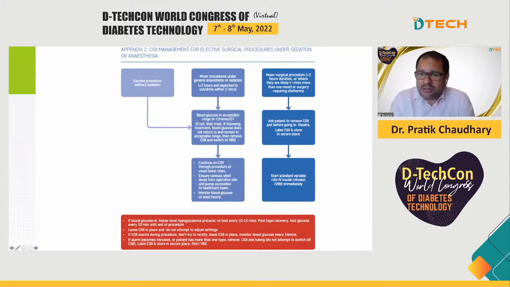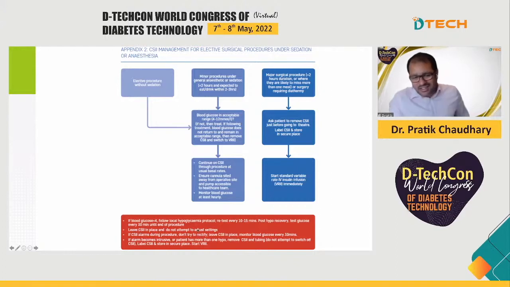If it's a major procedure of more than 2 hours duration, where they're likely to miss more than one meal, generally our advice is to take the pump off and use an IV insulin regime. Once the patient is fit and well and comfortable to manage their own condition, you can restart them back on the pump. And again, if they're hypo, treat using a standard hypo protocol. You can leave the pump in place.